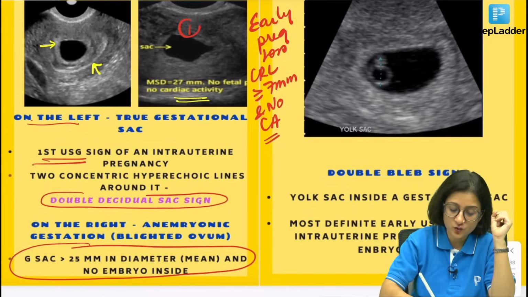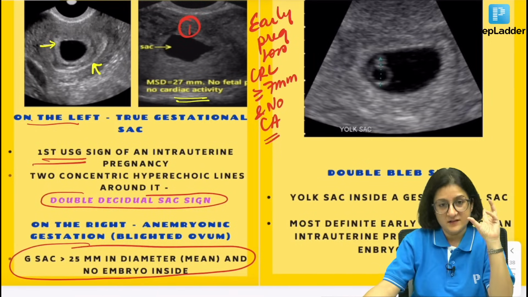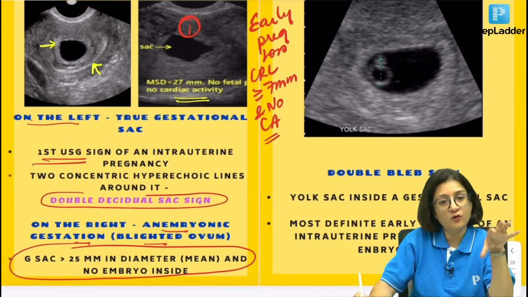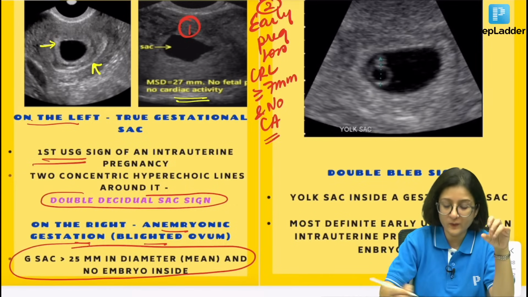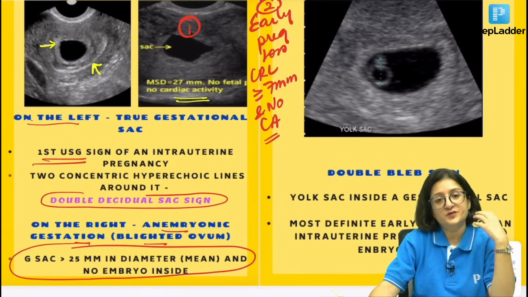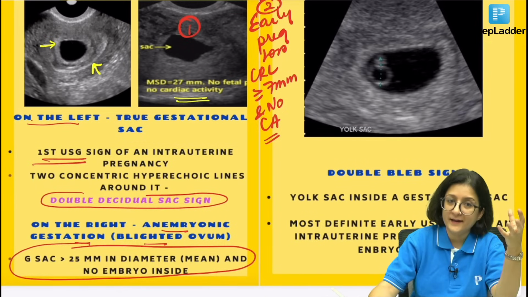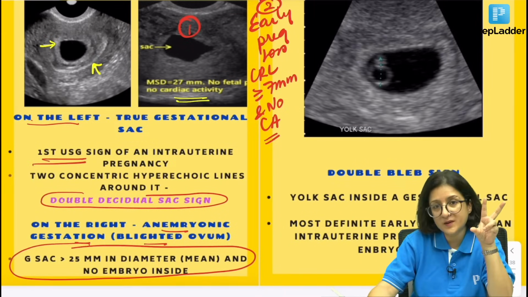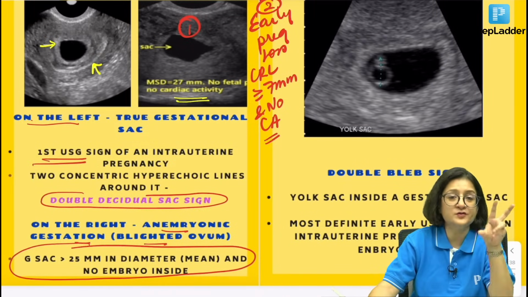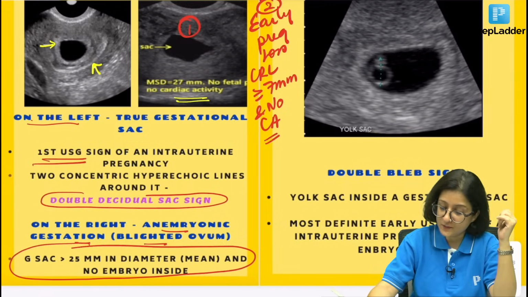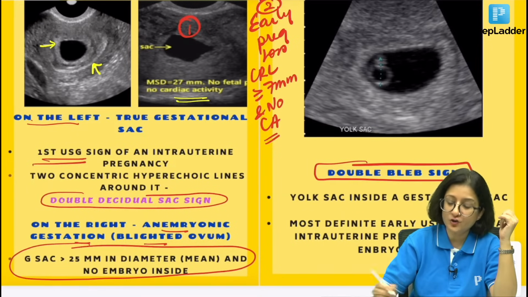So we can have early pregnancy loss in situation number 1, where there is an anembryonic gestation or blighted ovum. Situation number 2, when you have a fetal pole which is more than 7 mm in CRL, but yet there is no cardiac activity. So these two situations can be there for ultrasound diagnosis of early pregnancy loss, which is also what we call missed abortion.